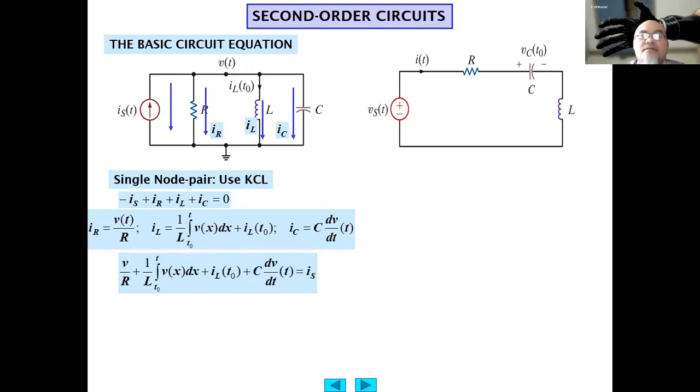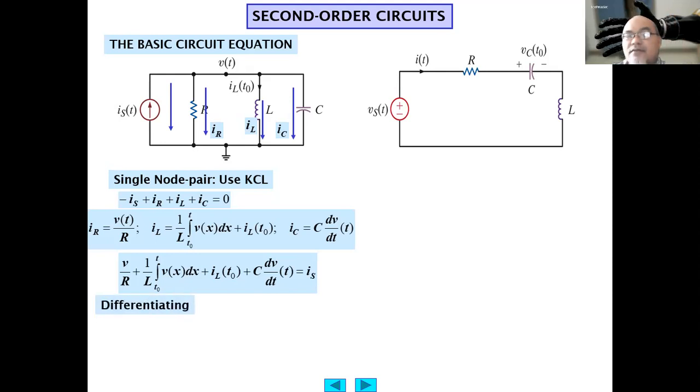Then we put these three laws, expressing the currents through the respective components, into the KCL in the first line. The Is is moved onto the right-hand side of the equation. Then the equation becomes V divided by R plus 1 over L integral of V(x) dx from t0 until t plus C dV/dt equals Is.